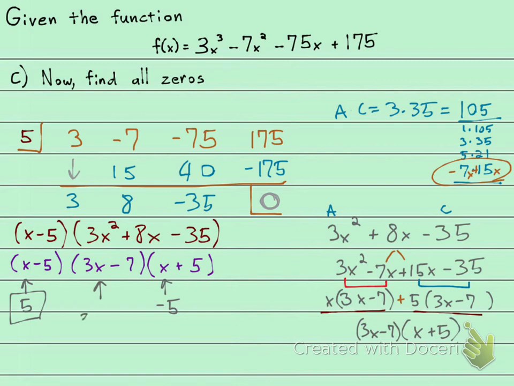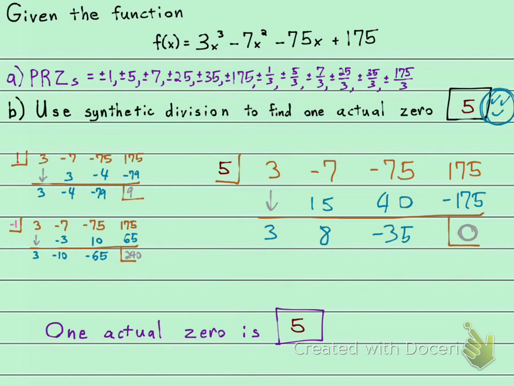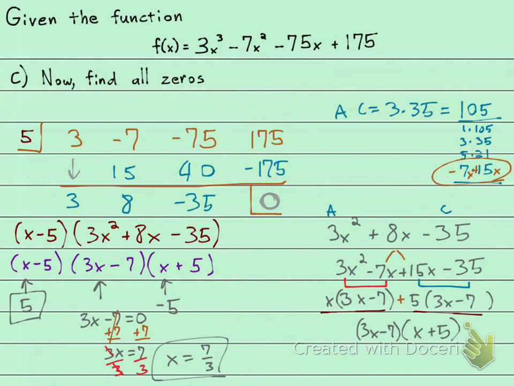So what I need to do is 3x minus 7, set it equal to 0. And then we'll solve. Add 7 to both sides. 3x equals 7. Divide both sides by 3. And x equals 7 over 3. Okay, and that hopefully is in our list. Let's check our list of possible rational zeros. And yep, there it is right here. 7 over 3.